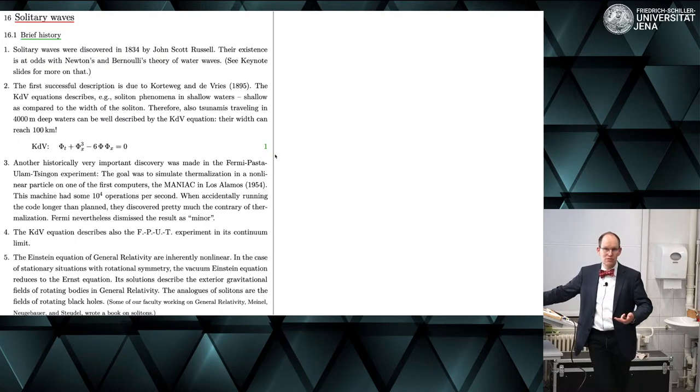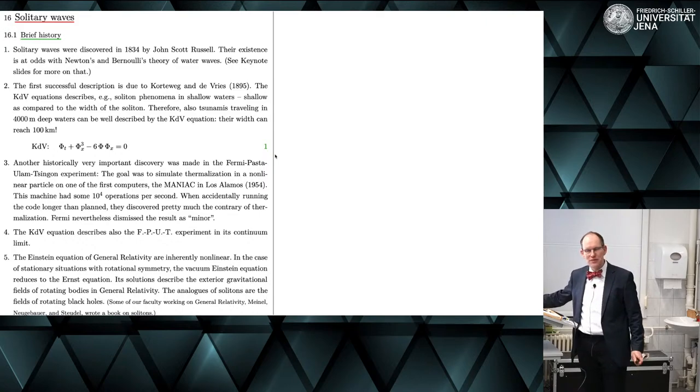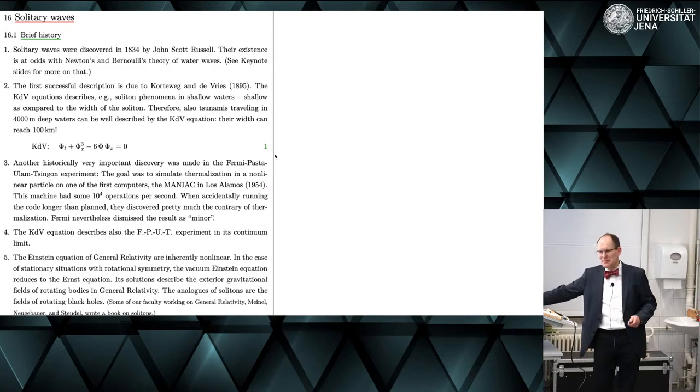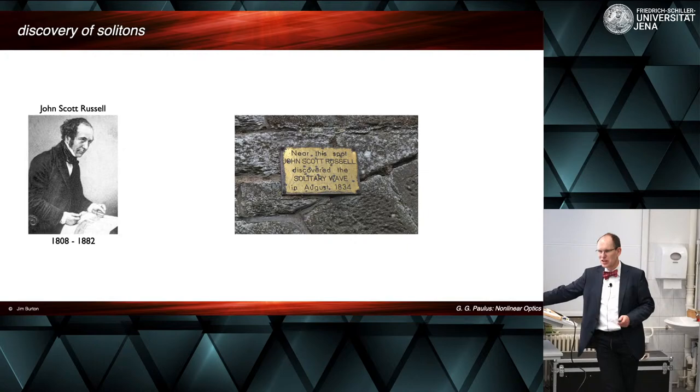John Scott Russell observed the soliton, the solitary wave, the wave of translation, as he called it. But nobody believed him. So here is John Scott Russell, and here is a plaque commemorating where John Scott Russell discovered the solitary wave.